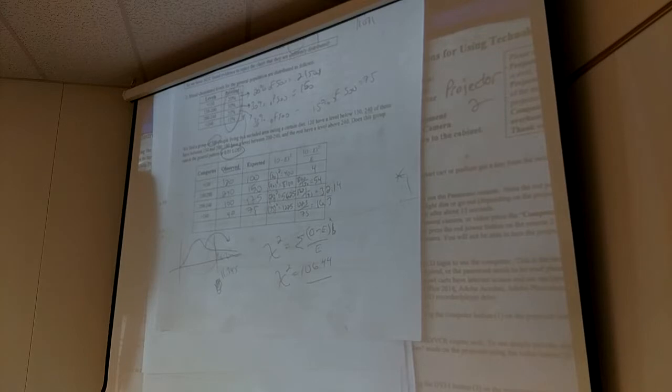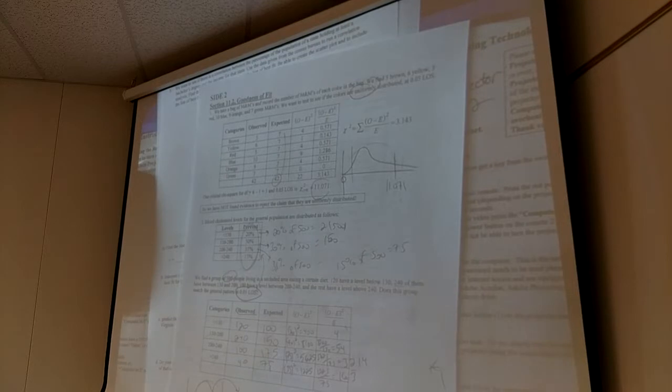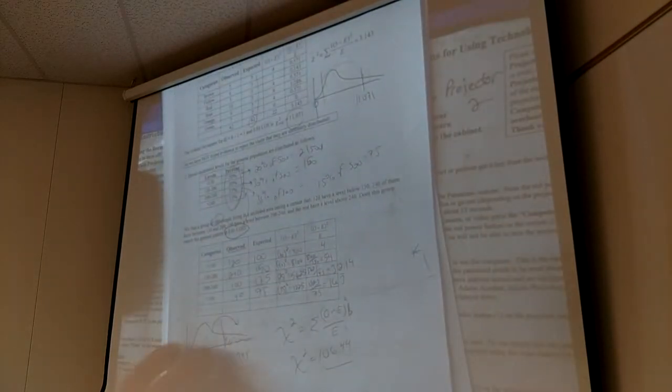Now this is section 11.2. 11.1 is just basic stuff about the chi-square distribution, so I'm going to let you read through that. To be honest, that's all I really wanted to do today.